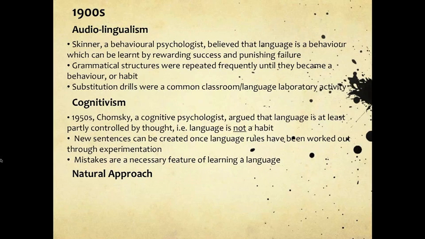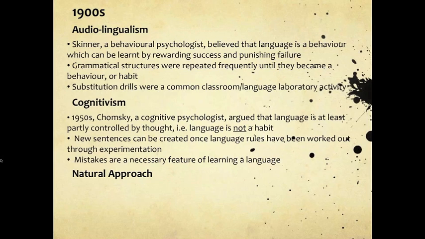In the 1950s, a cognitive psychologist called Chomsky questioned the validity of behaviorism in language learning. He pointed out that a young child can produce a sentence that she or he has never spoken or heard before. Therefore, there must be some cognition or thinking involved in producing language, i.e., it is not a habit.